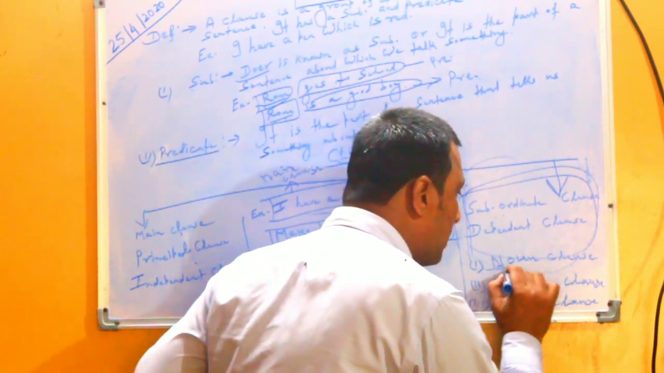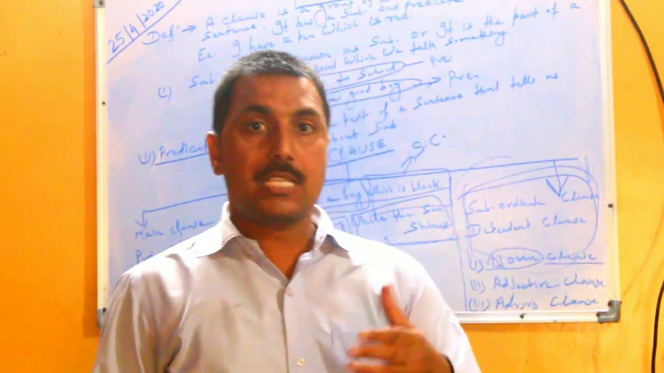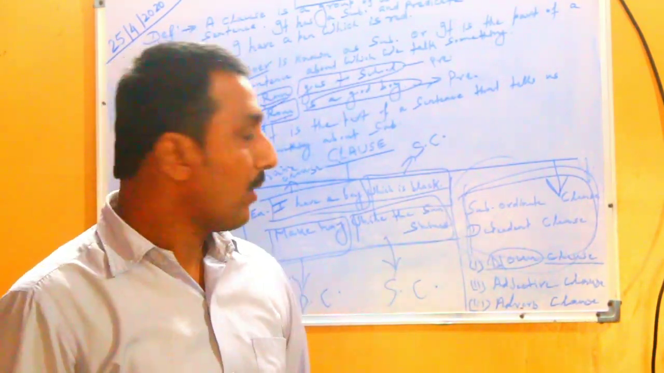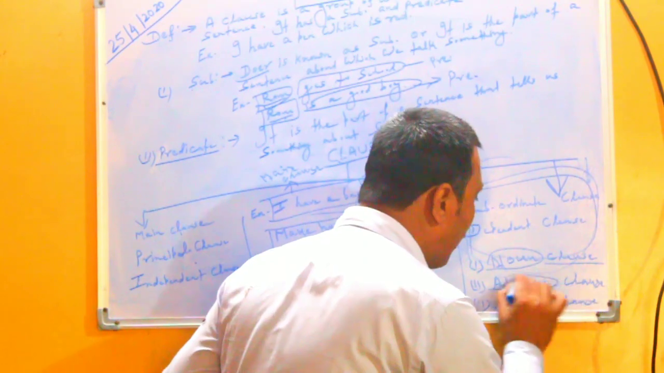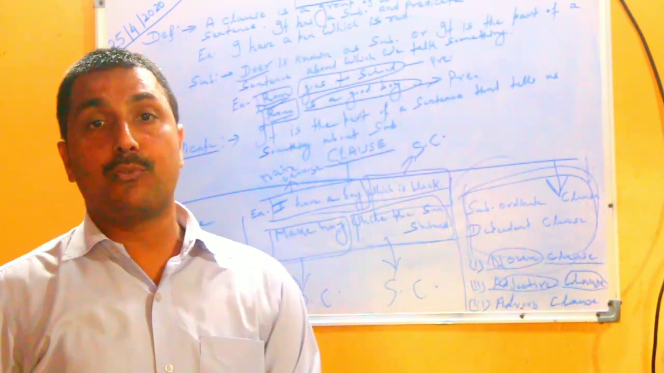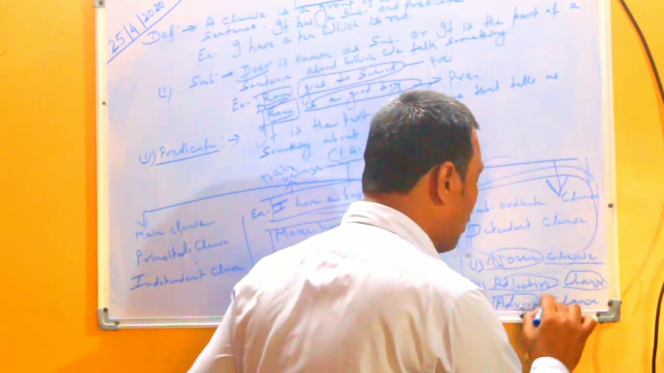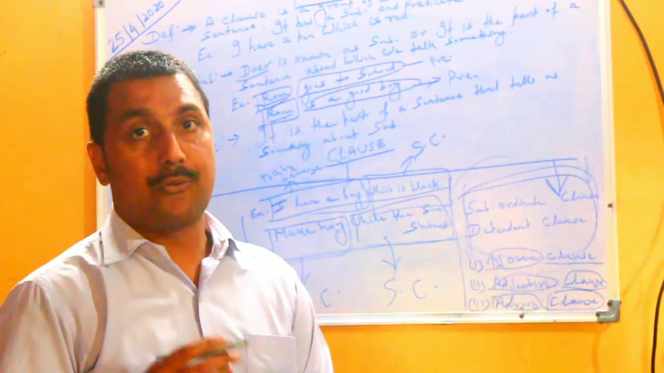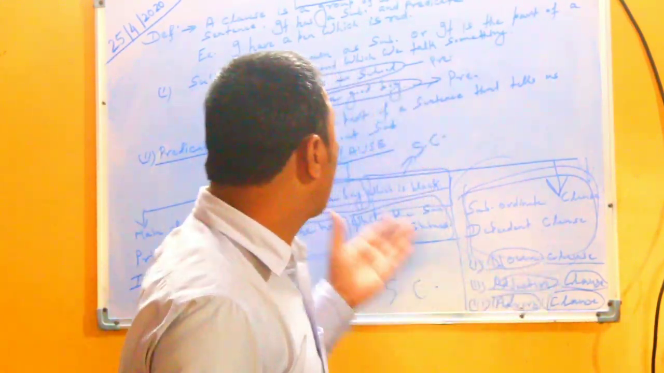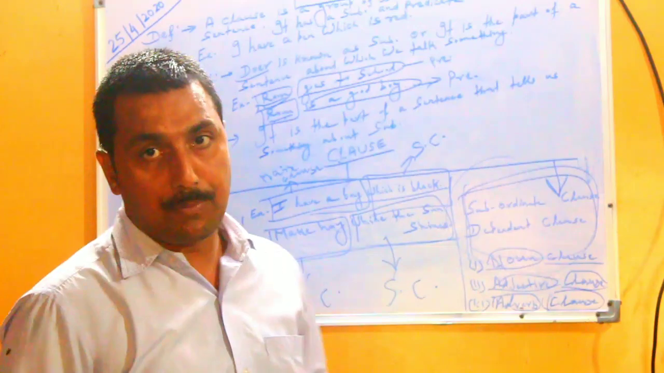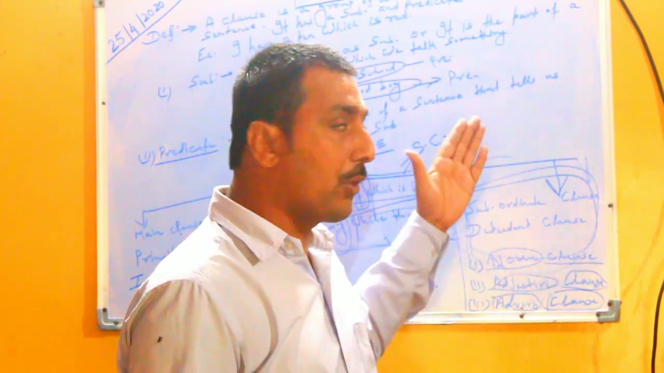Here we can see it is noun and it is clause. It means the kind of clause which acts as a noun is known as noun clause. The second one is adjective clause. It is also very clear from its name only. Adjective clause means the kind of clause which acts as an adjective. And the last one is adverb clause, means the kind of clause which acts as an adverb is known as adverb clause. So this is all about clause kinds and its definition with examples. In the next class we will learn in more detail about the kinds of subordinate clause.